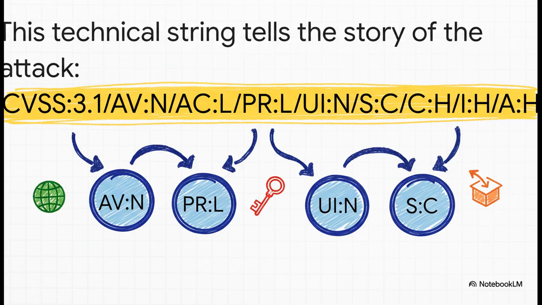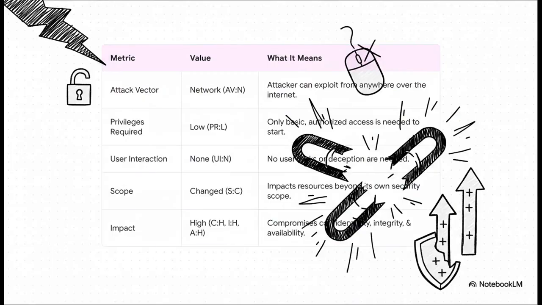Each little piece tells us something critical about how an attack would unfold, from where the attacker is sitting to the kind of damage they can do. Let's break it down real quick. AV:N means the attacker can be anywhere in the world. PR:L means they only need low-level privileges to start, just a foot in the door.